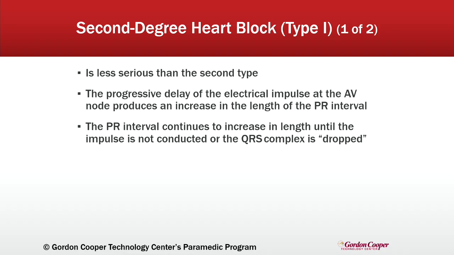Now eventually the delay gets so long the impulse is not conducted to the ventricles at all, and the QRS complex is dropped. So this means that you'll see a missing beat on the strip, which is pretty characteristic of this type of block. So while it can look a bit alarming at first, second-degree type 1 usually isn't a huge cause for concern, especially if the heart rate is relatively stable and the patient isn't showing signs of distress.